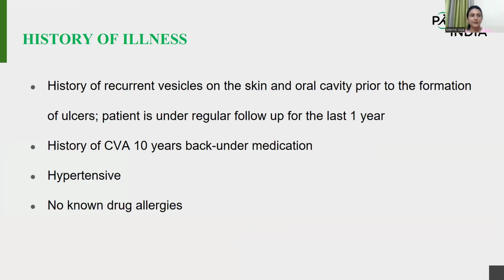Next slide, please. Coming to the history of illness, the patient reported a history of recurrent vesicles on the skin and oral cavity prior to the formation of ulcers, and the patient is under regular follow-up for the last 1 year. The patient had a history of CVA 10 years back, and she's under medication. She is hypertensive. There are no known drug allergies.